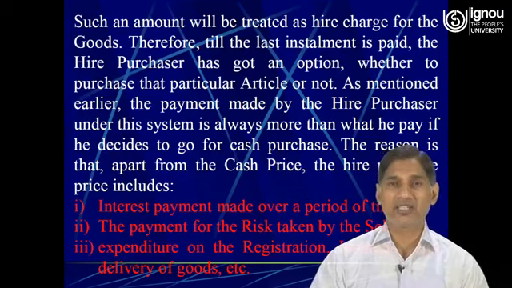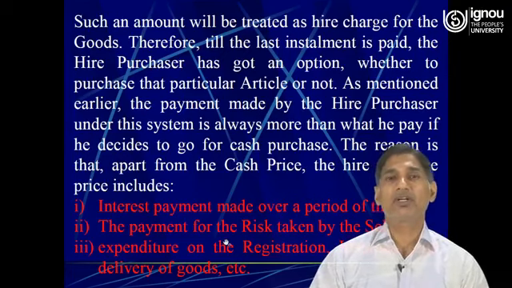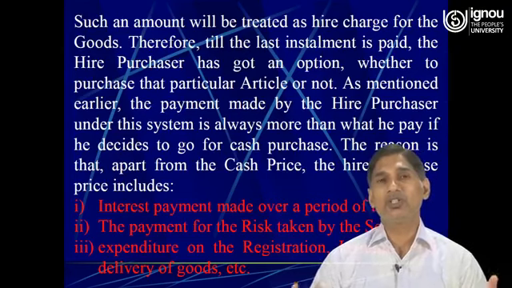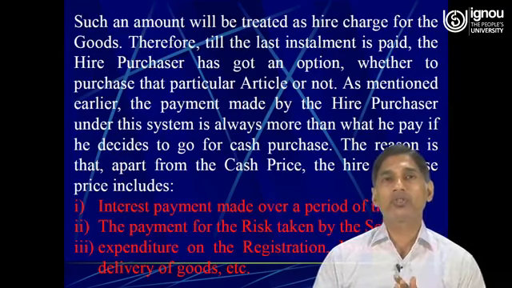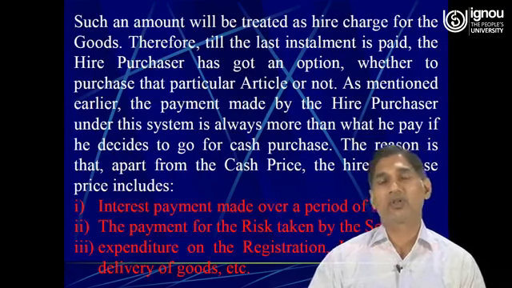Expenditure on the registration, insurance and delivery of goods. So the seller has already made the payment on account of registration of the goods, insurance of the goods, and he might have also paid the expenses to deliver the goods to the buyer. So in order to cover all those expenses, all those charges which the seller has already taken care of, these are the three components which are included in the hire purchase price of the product.